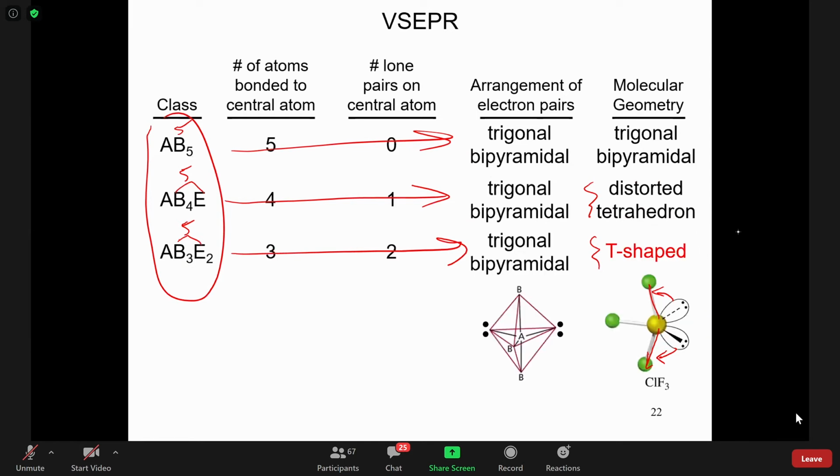And then we just looked at T-shaped, right? That's a case where you have 5 things around your molecule, 2 lone pairs. In this case, when you have 2 lone pairs and 3 bonds, you're going to get T-shaped.